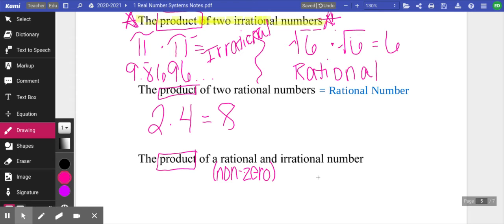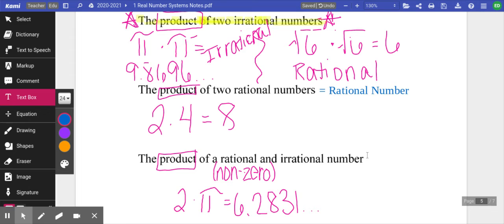So if I take a non-zero rational number like 2, and I multiply it by an irrational number, let's say pi. Again, if I do this in my calculator, 2 times pi, I get 6.2831..., which is a number that goes on forever and doesn't stop or repeat, which means it's irrational.